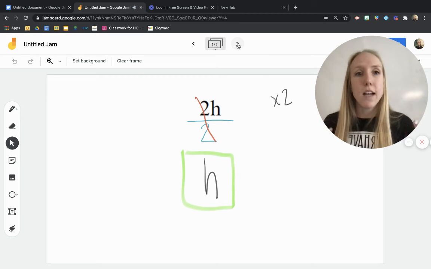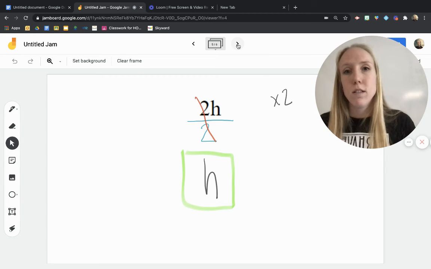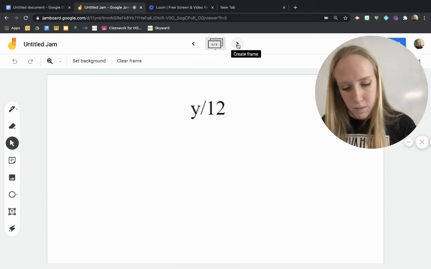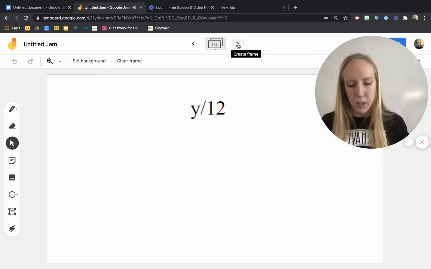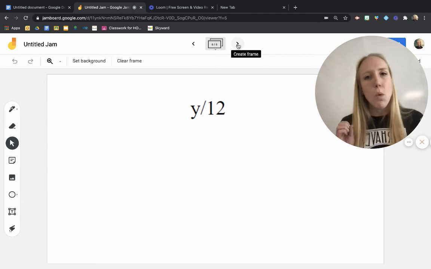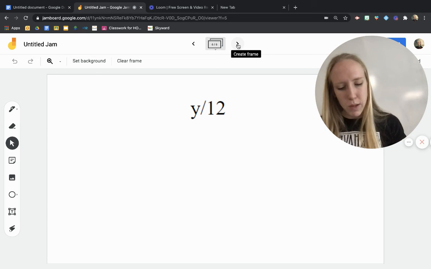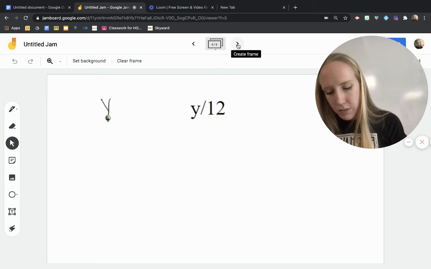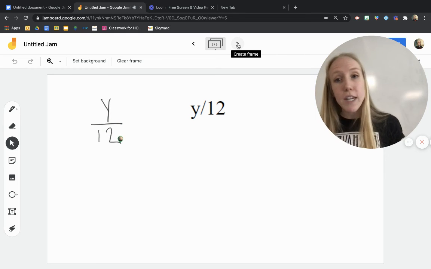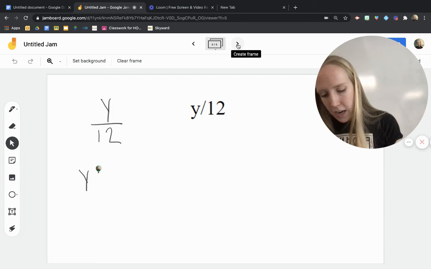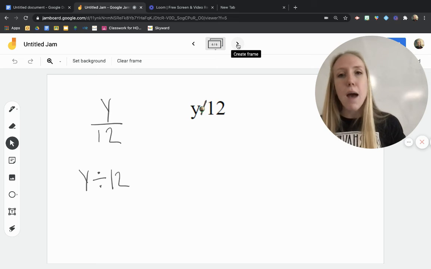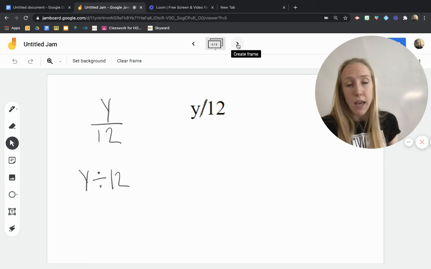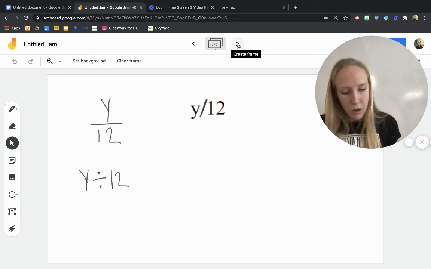Okay, next one. This one looks a little funky too. Maybe we remember what this means when we see a slash. There are a couple different ways we could have written this. We could have written it as y divided by 12. A slash like this means to divide. So that is y divided by 12.